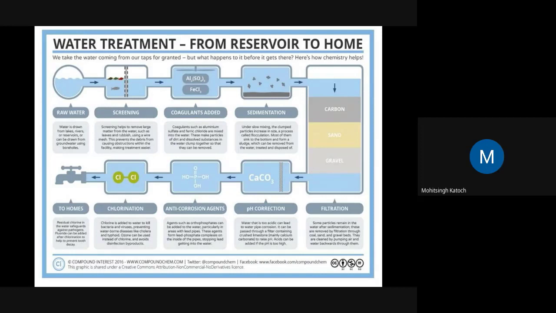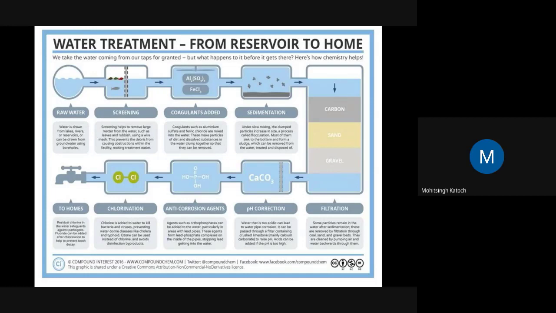So first stage is the collection of raw water. Water is drawn from lakes, rivers or reservoirs, or can be drawn from groundwater storage using boreholes. For collection of raw water from lakes, rivers and reservoirs, we use intake structures and jack wells. With the help of these intake structures, we withdraw water from these raw water sources. With the help of rising mains and other pipelines, we send this water to the water treatment plant.